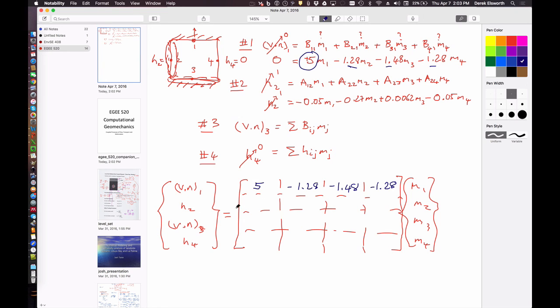The second equation is written in terms of a head, so it's these values: minus 0.05, minus 0.27, plus 0.0062, this term here, these two, and minus 0.05. And so these ones are the ones that contribute to this.